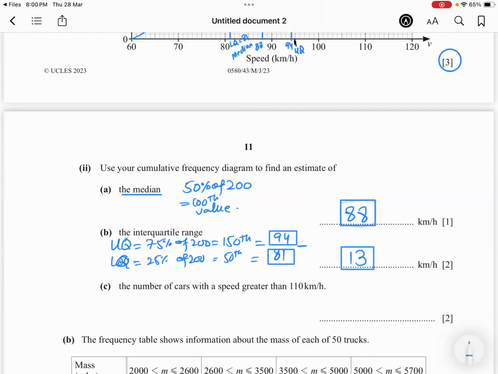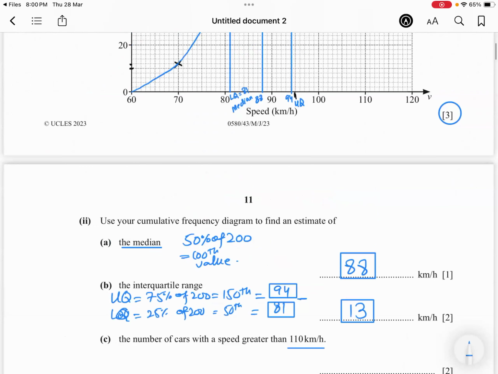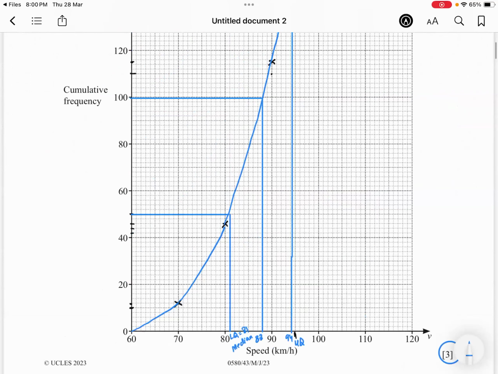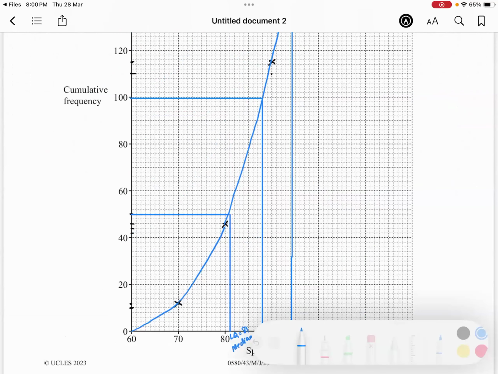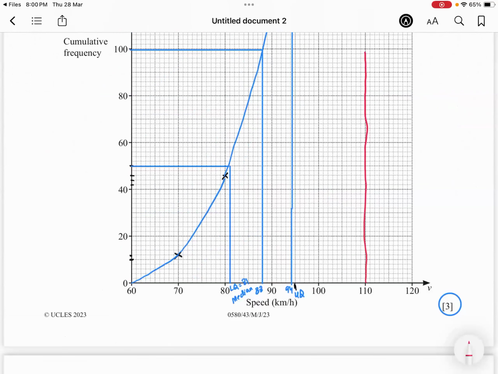Okay. The number of cars with a speed greater than 110 kilometers per hour. So speed is on the x-axis. So 110. So look at this. This line is representing 110.